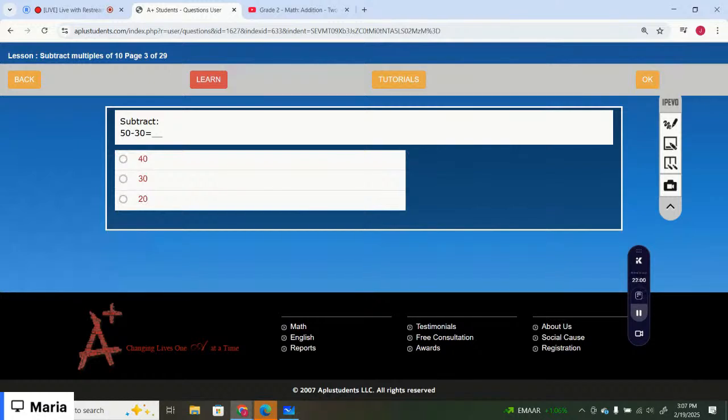50 take away 30. 50 minus 30 equals 20. Option number 3 is the correct option. That is 20.